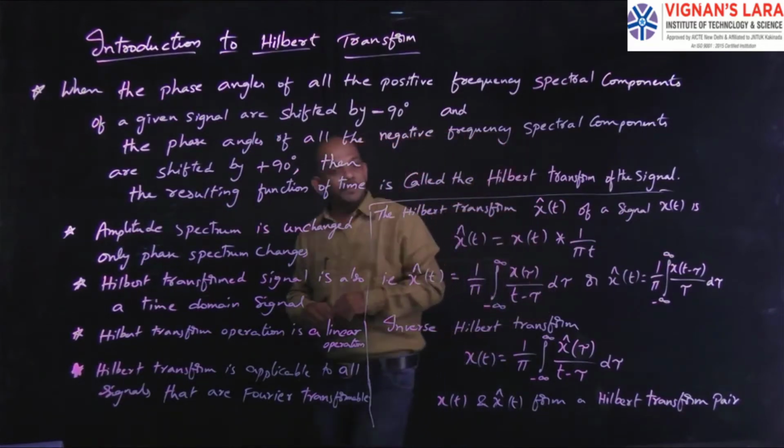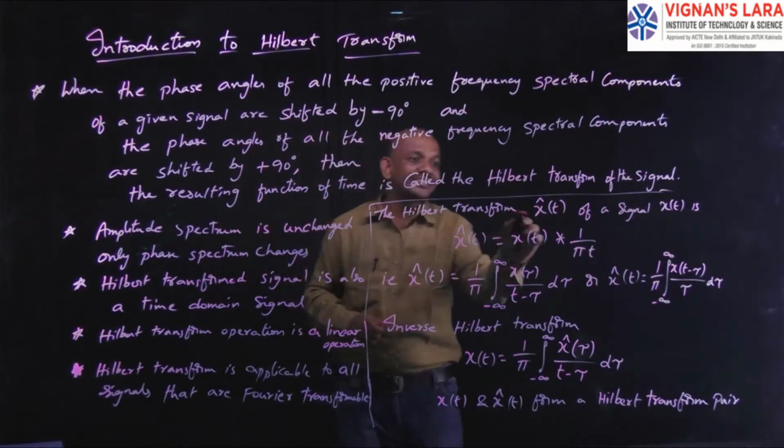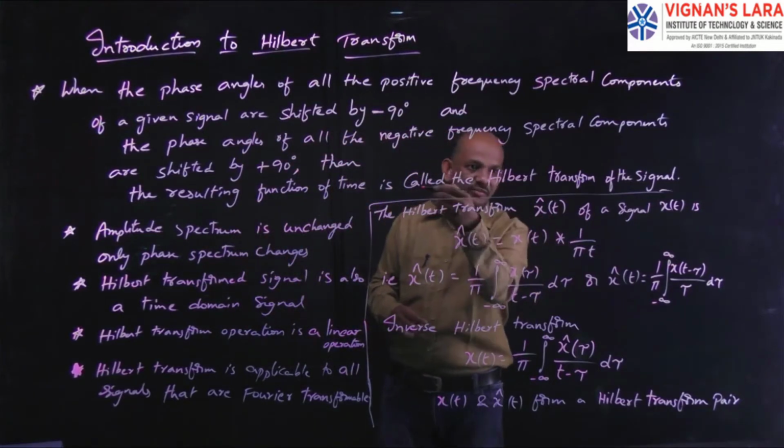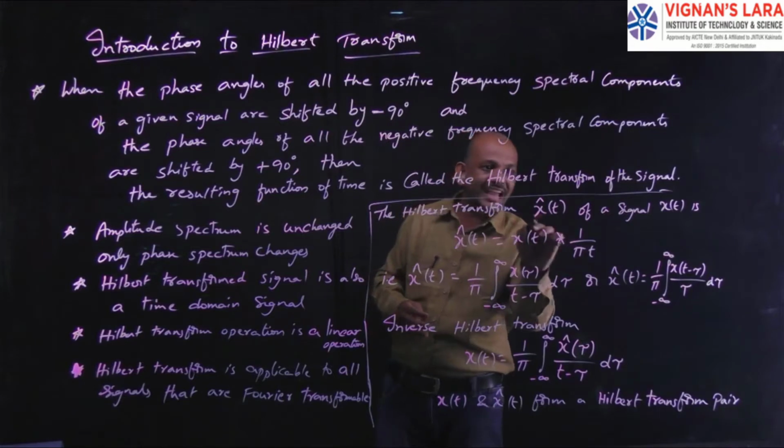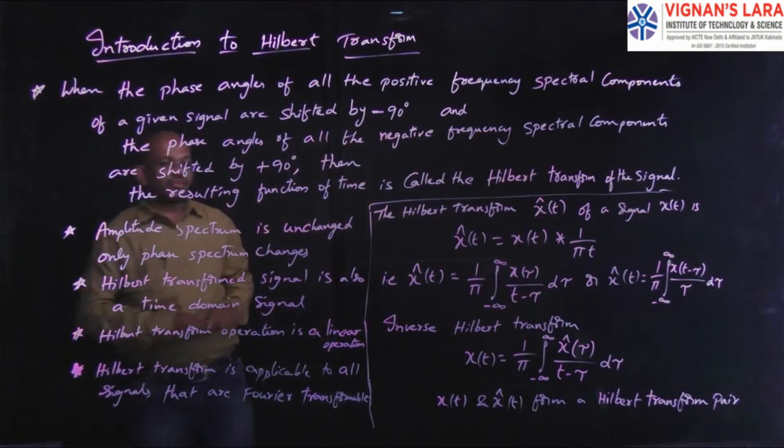Fourier transform is represented with capital X of omega. Hilbert transform is represented with x cap of t. X of t is a given signal. For that, the Hilbert transform is represented with x cap of t. Okay. Now, Hilbert transform operation is a linear operation.